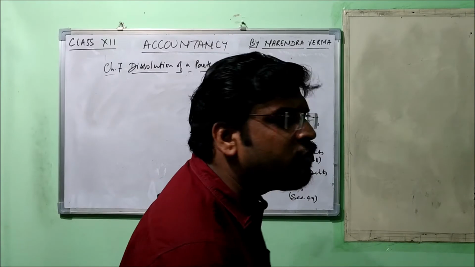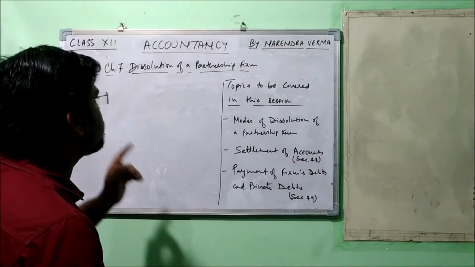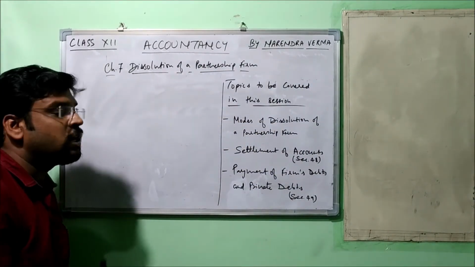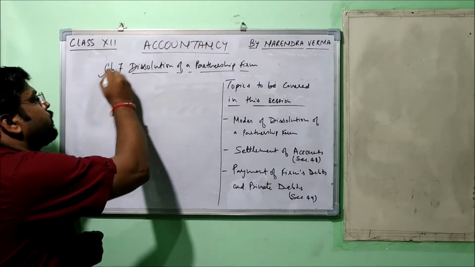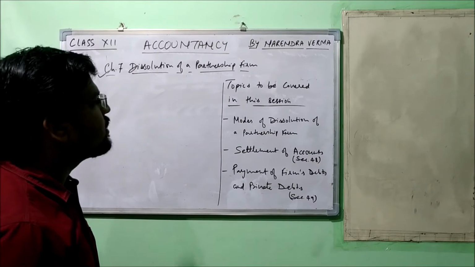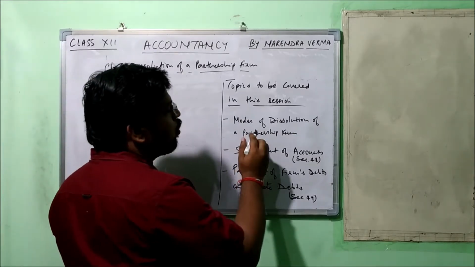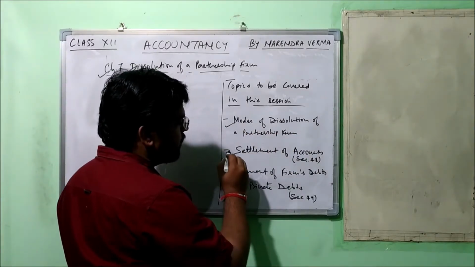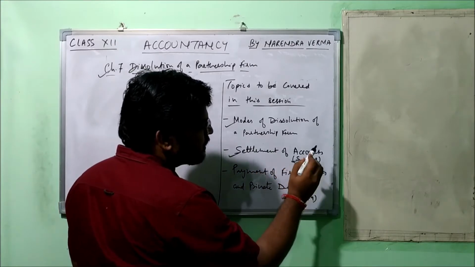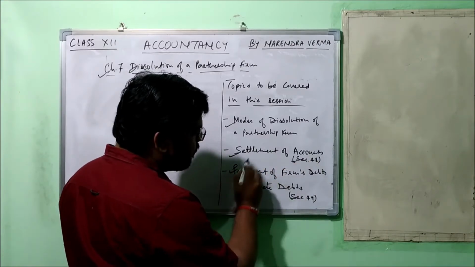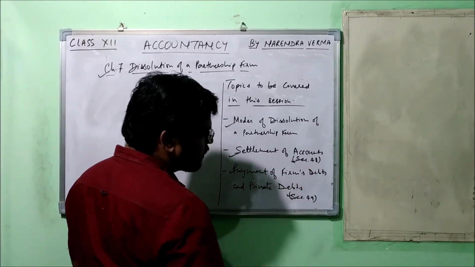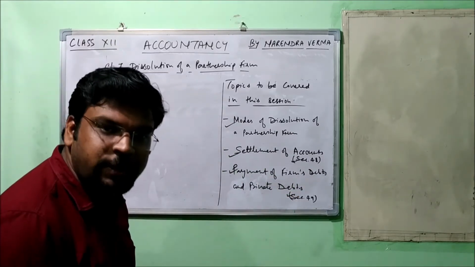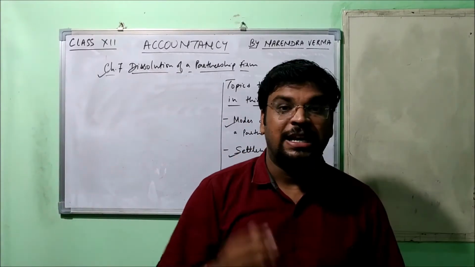As you know very well, we have been dealing in accountancy for class 12 CBSE syllabus, chapter number 7, dissolution of a partnership firm, right? So in today's section, what we are going to cover: modes of dissolution of a partnership firm, settlement of accounts, for which section 48 is applied, and payment of firm's debt and private debts of partner, in which section 49 applies. So without wasting much time, let's start.